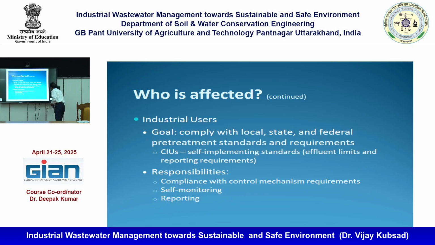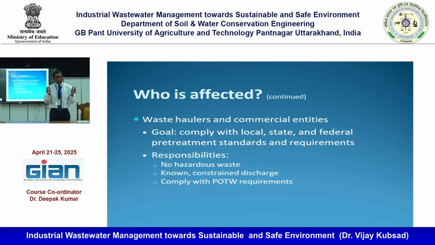Industrial user responsibility, that I have covered. Waste haulers and commercial entities, what are the goals? Local, state, and federal, I have explained, where the local authority has a big responsibility. If it is federal, your regulations may be more stringent than the state. Local limits that you establish for your town to protect your town cannot be much more than what the state and federal set. That is the authority given.